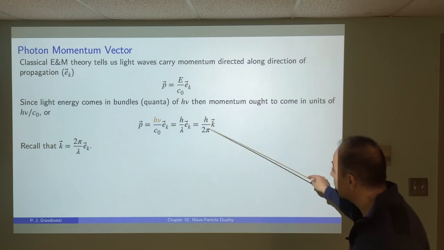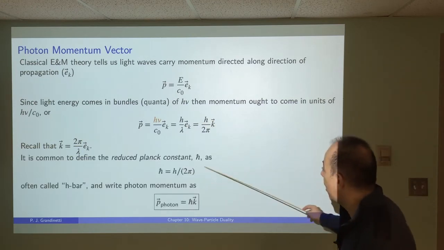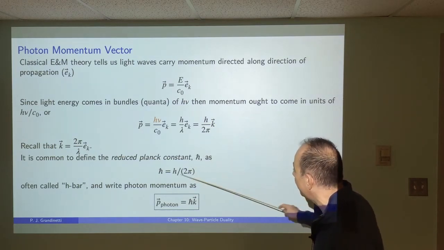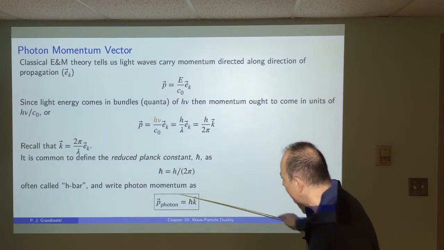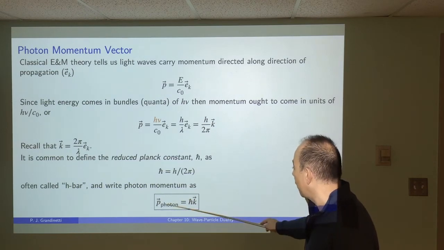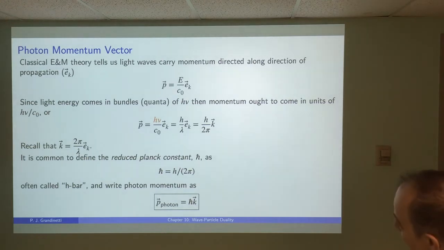In fact, h over 2 pi, Planck's constant divided by 2 pi, is used so often that we define a new constant called the reduced Planck constant, with an h with a little line through it, and that's always supposed to represent h over 2 pi. So the more condensed form of that equation is that the photon momentum is just equal to h bar times the wave vector.